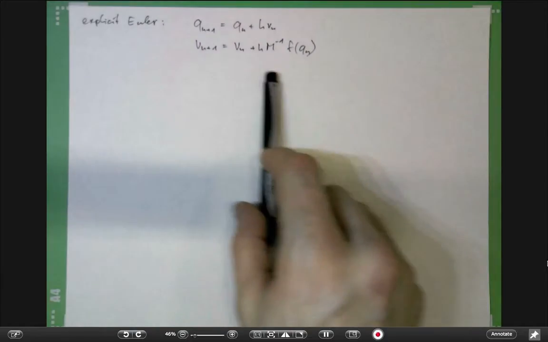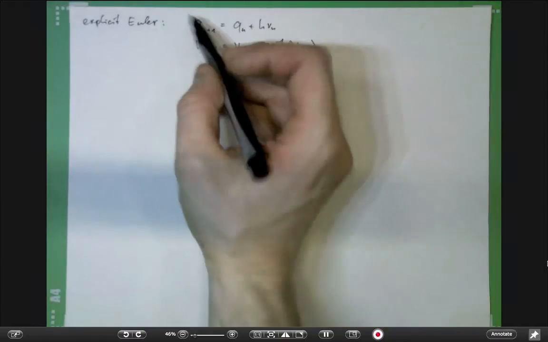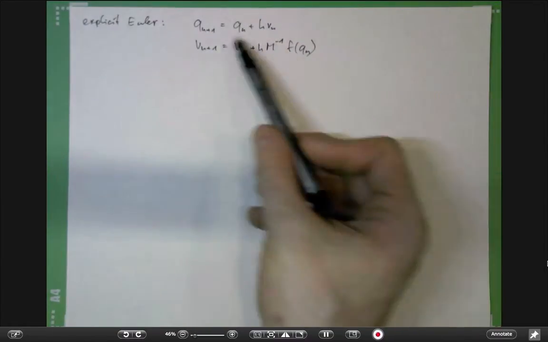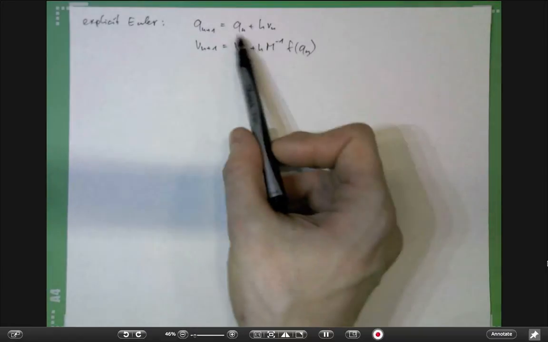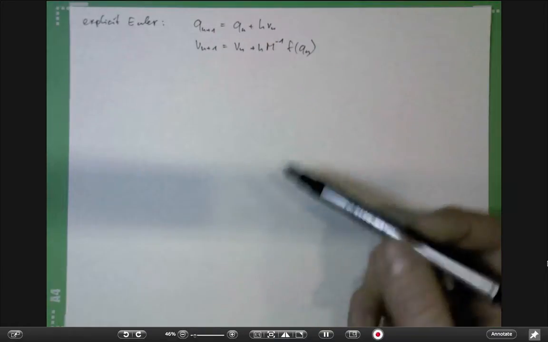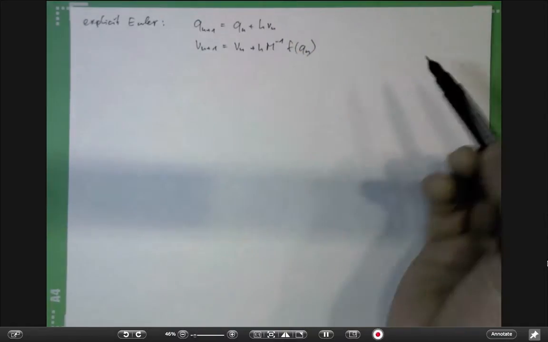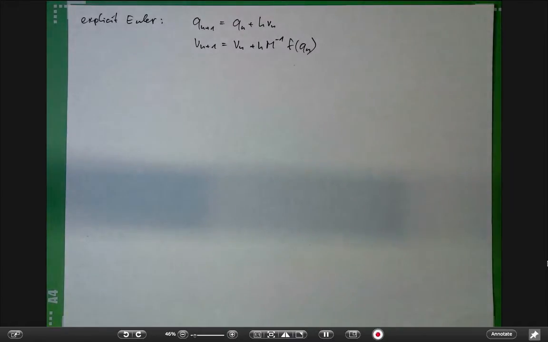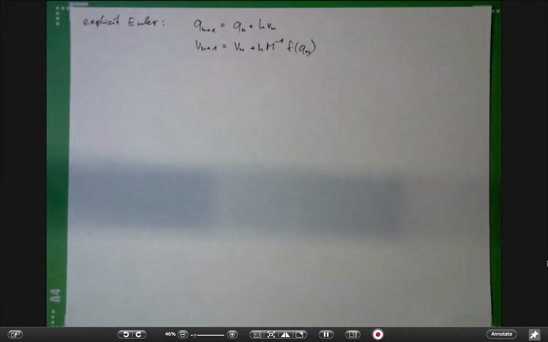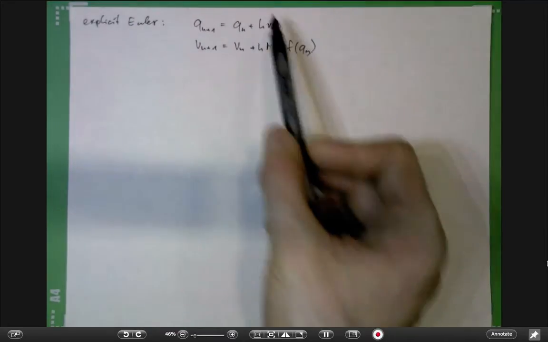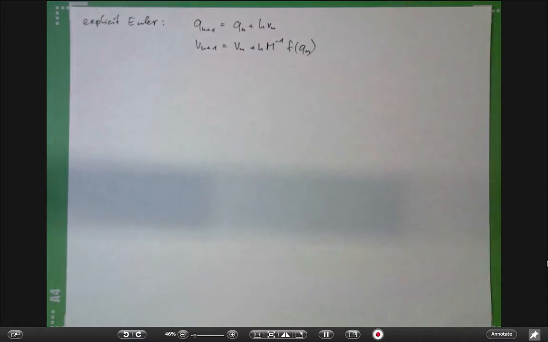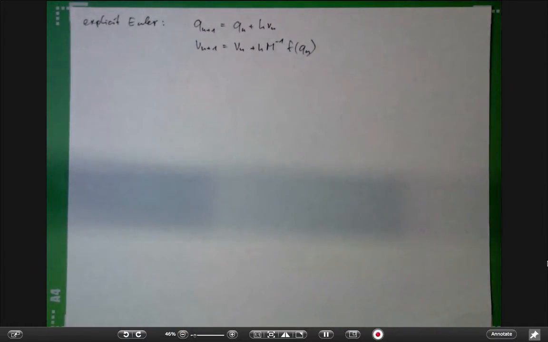So this is explicit Euler because the next state, Qn plus 1, is computed directly from what I already had before, right? I had Vn before, Qn before. I can compute the F from what I had before, and I just compute it directly. And there's lots of these variations. There are the Runge-Kutta methods, which are essentially variations on the same idea, except that they sample it not just at the previous step, but they sample it at many more small substeps.